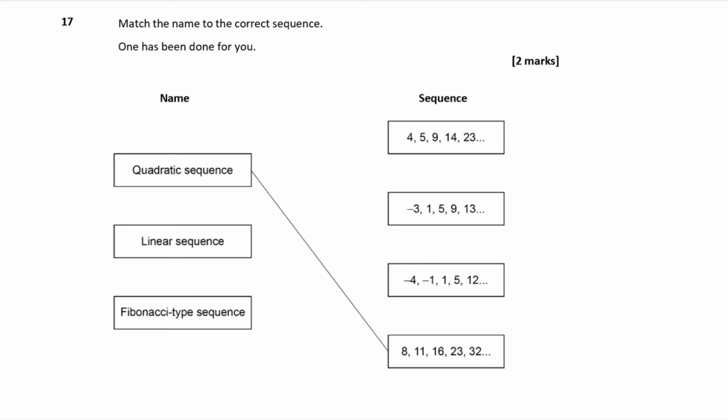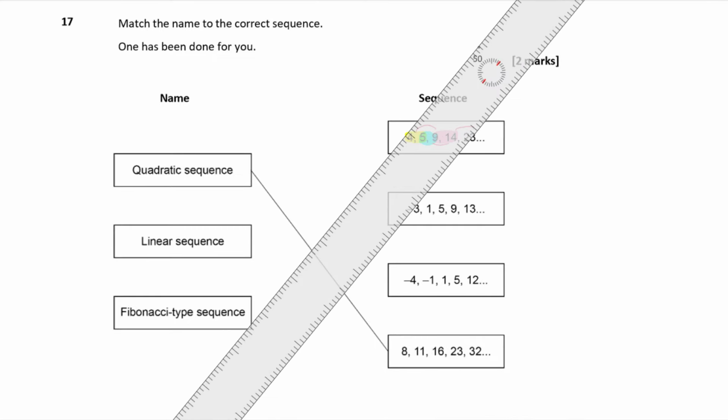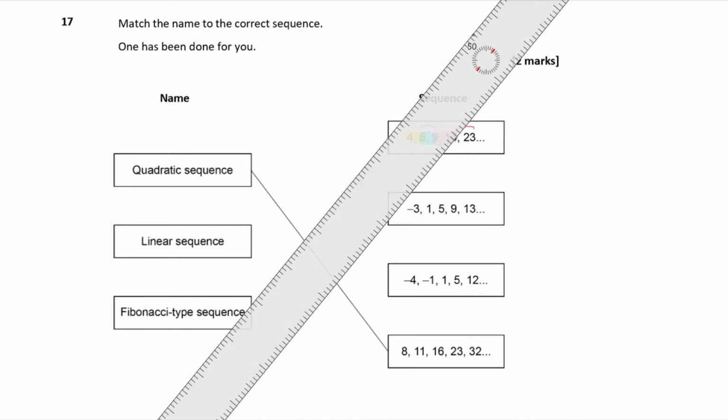Now I can see that that top one is Fibonacci because 4 plus 5, look, that's equal to 9. And 5 plus 9, that's equal to 14. And 9 plus 14, that's equal to 23, isn't it? So that one is definitely a Fibonacci type sequence. So I can put a ruler and join those two up. Handy, my ruler was already pointing in the right direction from last time.